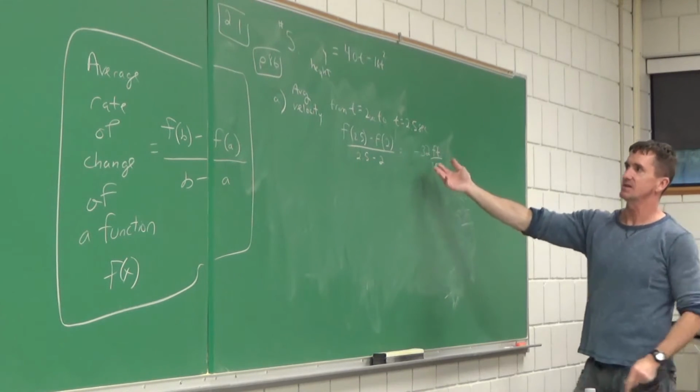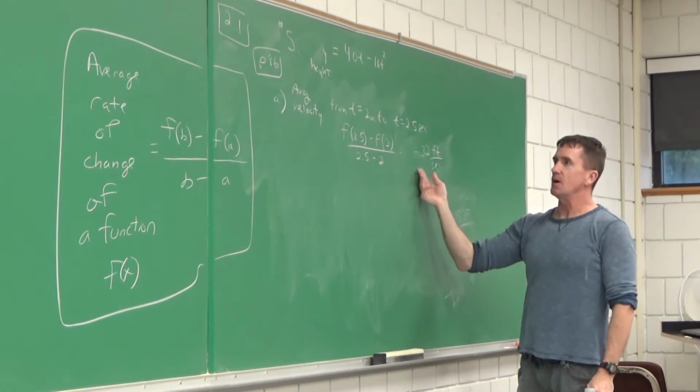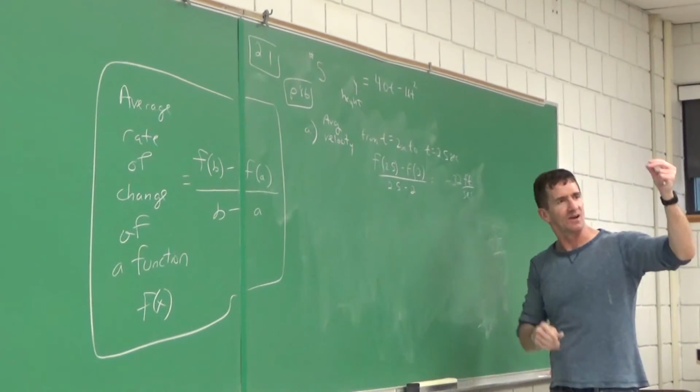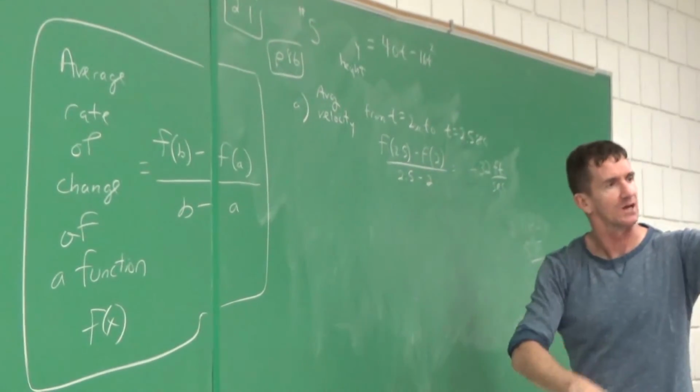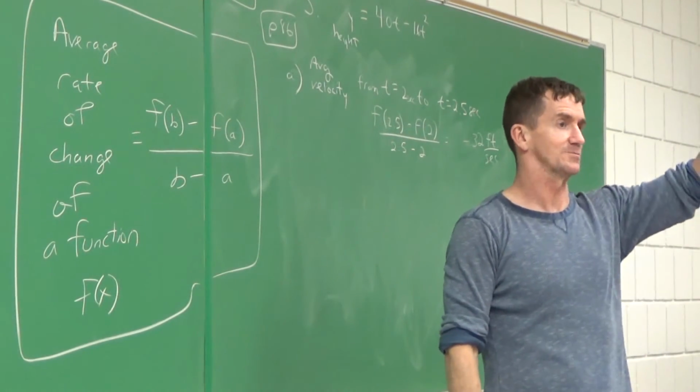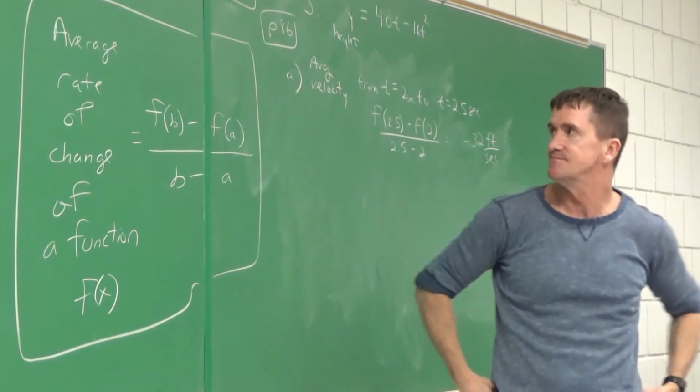So that's it. So on average, the ball, how fast was it traveling? Negative 32 feet per second. Why is it negative? Well, during that time period, the ball was on the downward path. That's what's going on. It went up in the first couple seconds, but then it started going down. All right, we get it.